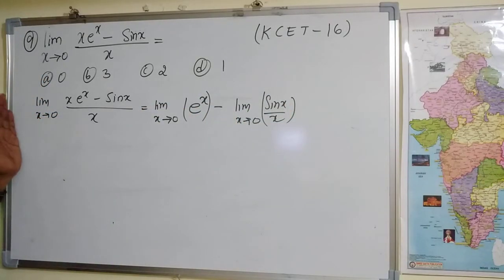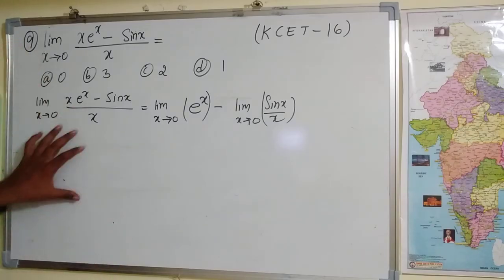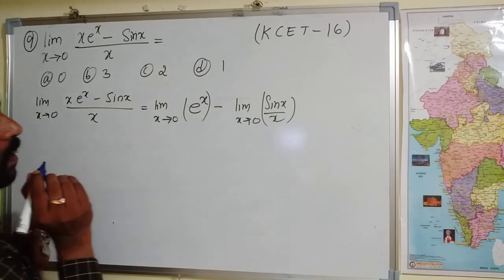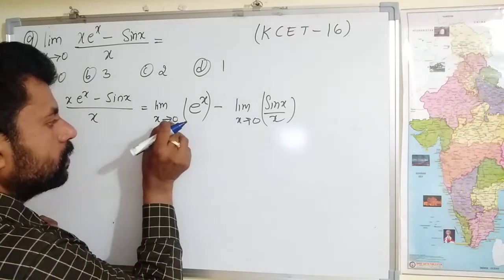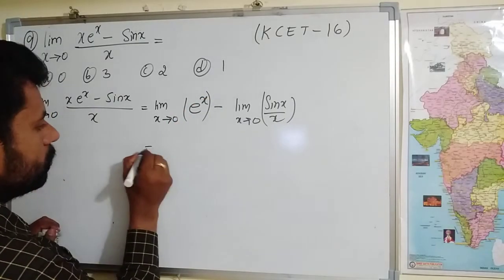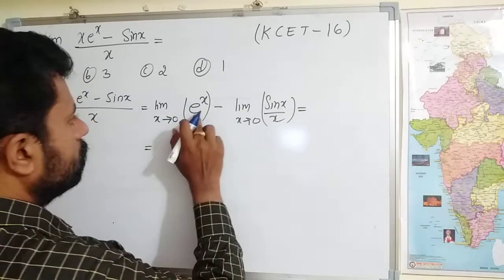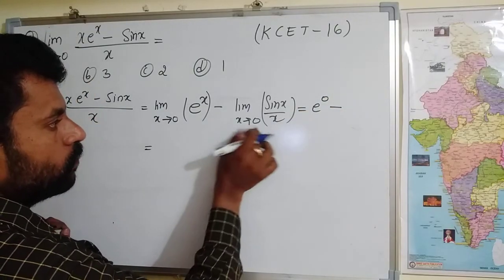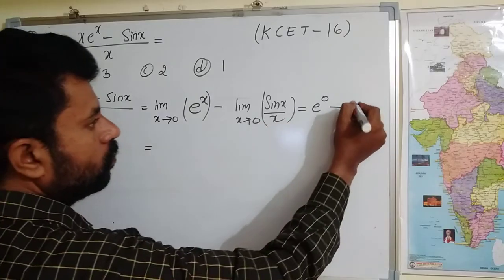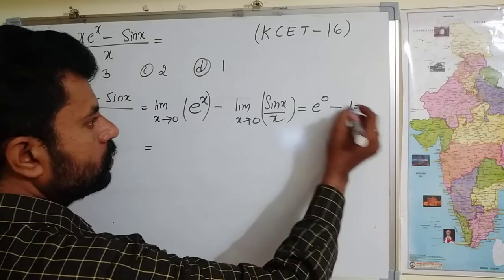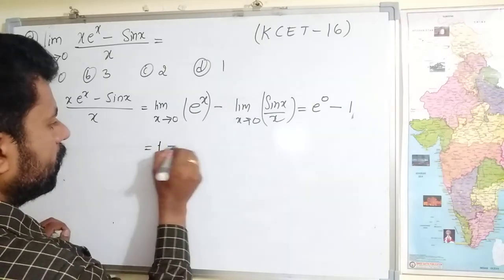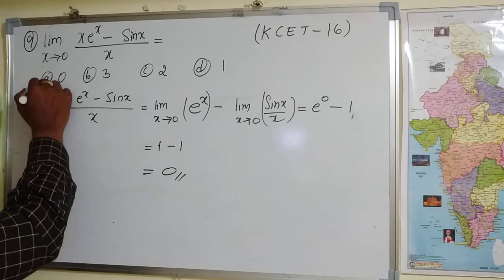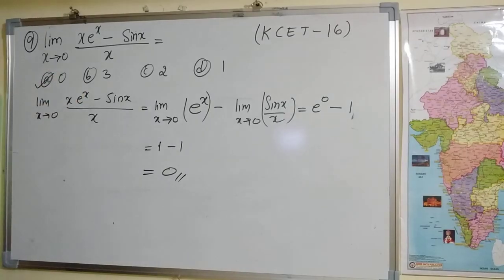We are using the algebraic property: limit x tends to 0, f of x minus limit x tends to 0, g of x. Now we have to substitute 0 in the place of x. We get e to the power 0 minus, we know the standard result, limit x approaches 0, sin x by x is 1. So e to the power 0 is 1, minus 1 is equal to 0. So option A is correct.